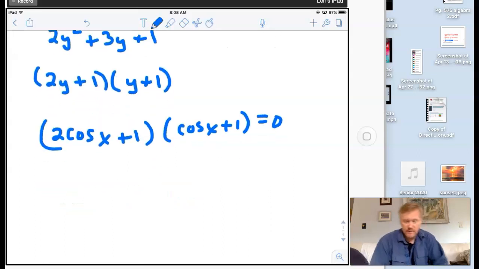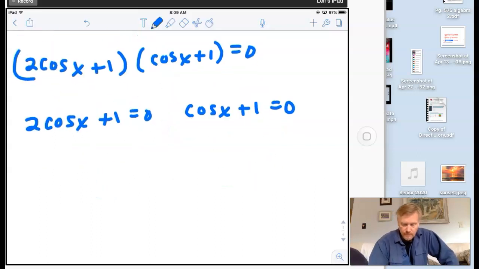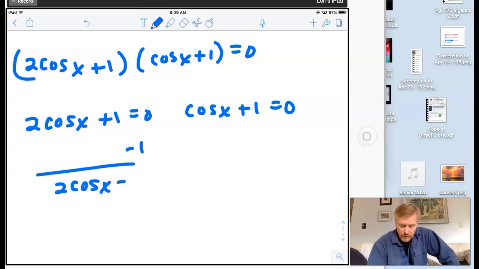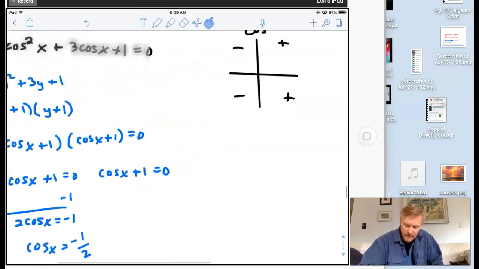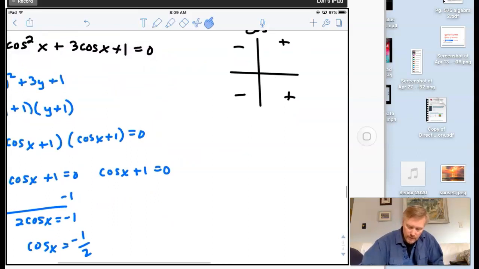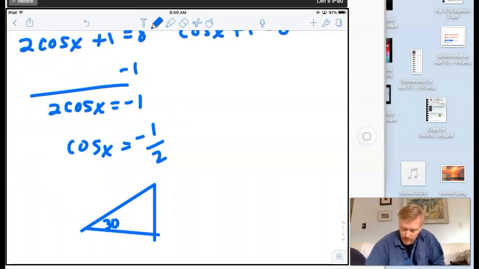Now I can set both those parentheses equal to 0: 2 cosine x plus 1 equals 0, and cosine x plus 1 equals 0. For the first one, I subtract 1 and get 2 cosine x equals negative 1, divide by 2, and I get cosine x equals negative 1/2. So cosine is negative in quadrants 2 and 3. I need the reference angle, right? This is a 30, 60, 90 triangle: 1, 2, square root of 3.